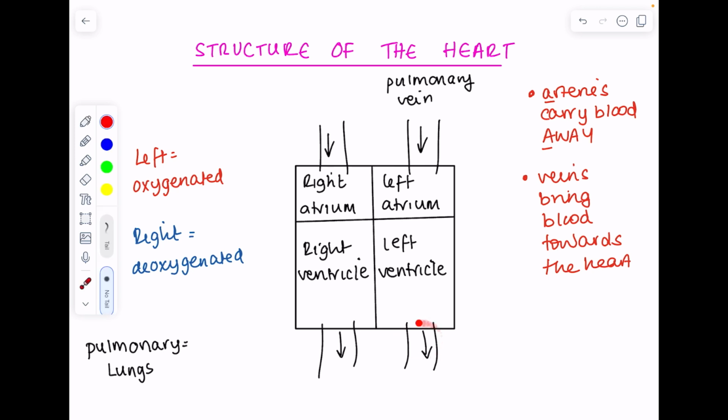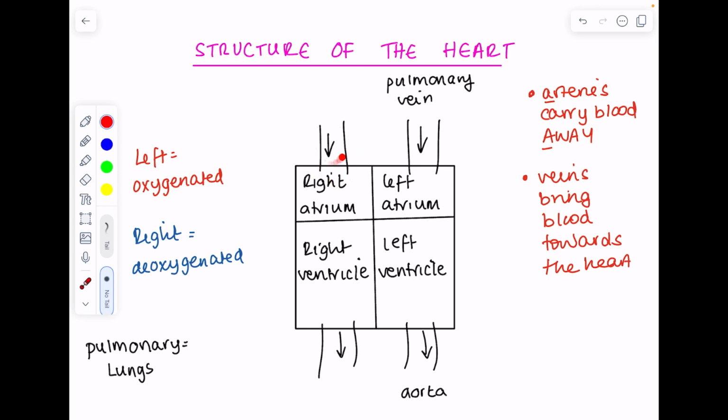Then down here, you know it must be an artery because it's a vessel leaving the heart. It's the main artery, it's oxygenated, it's the aorta. The blood goes around the body and becomes deoxygenated due to the cells using the oxygen in respiration. The blood has to return to the heart before going off to the lungs for oxygenation.